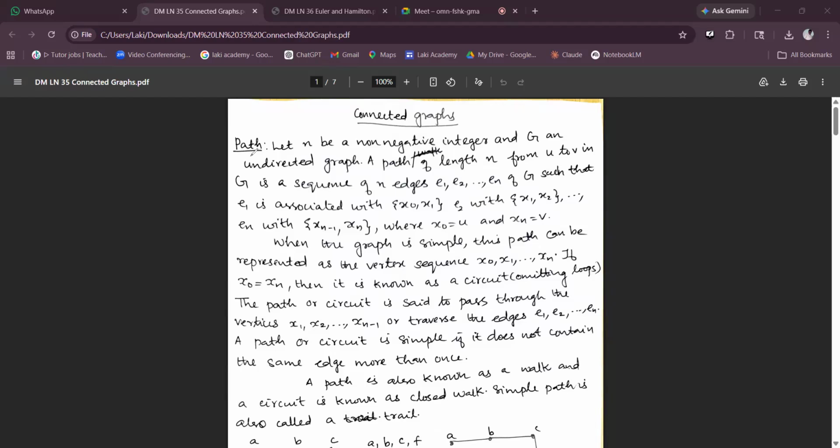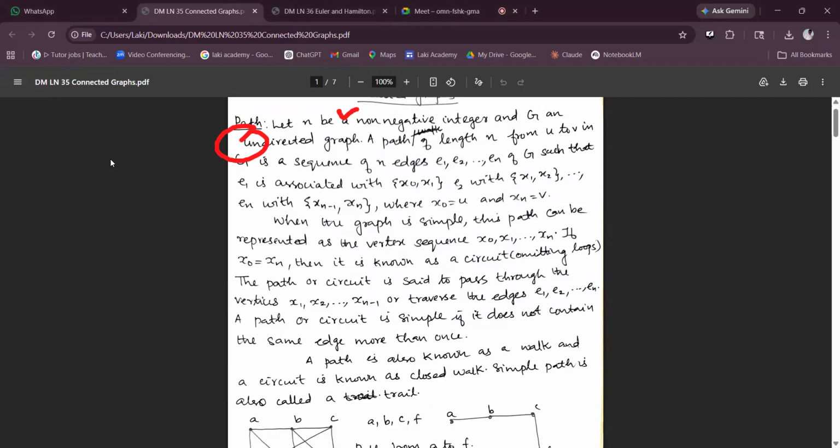What is a connected graph? Before going to connected graph, first we see what is a path. A path is known as a walk and a circuit is known as a closed walk. And a simple path is called a trail. So there are some terminology which you have to know.